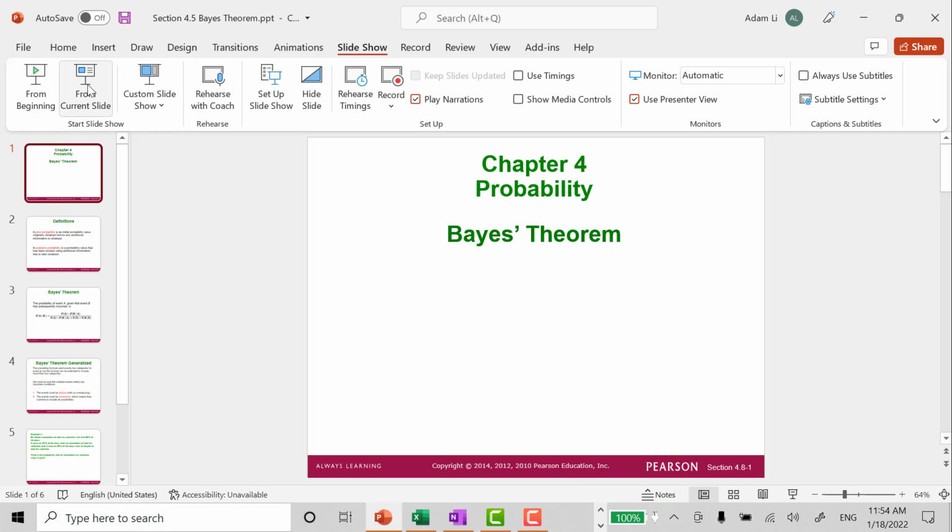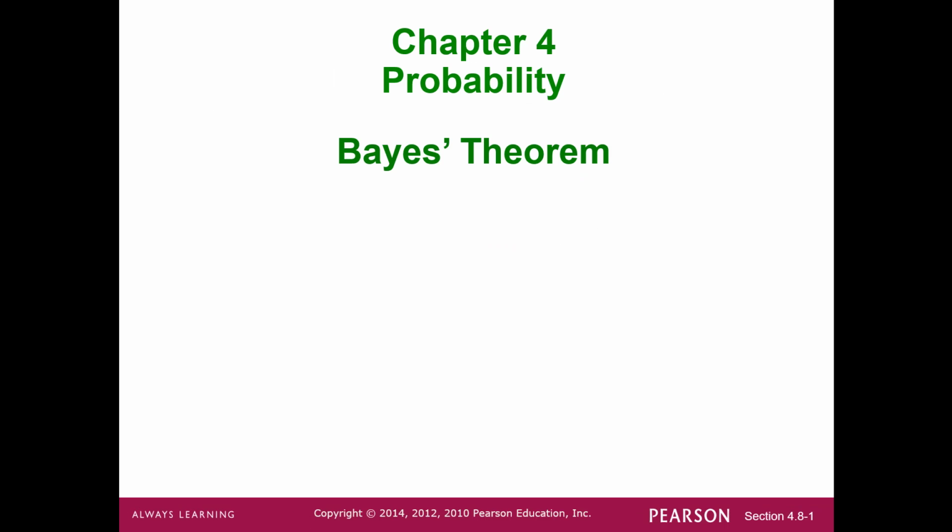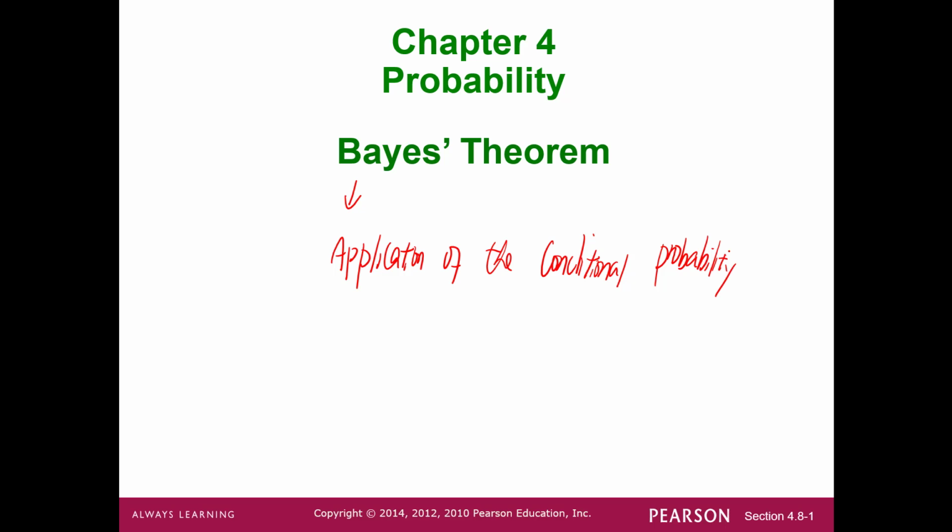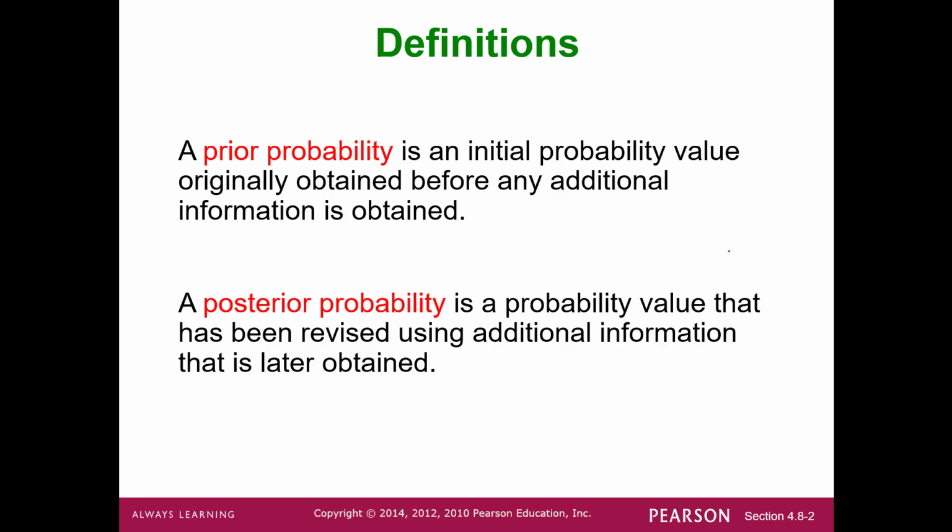Okay, let's take a look at the last section, which is on the Bayes theorem. The Bayes theorem is an application of conditional probability. It's a very special type of conditional probability. Definitely review the concept of conditional probability to better understand the Bayes theorem.